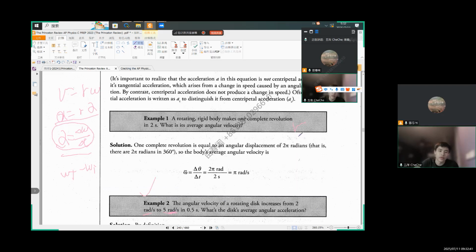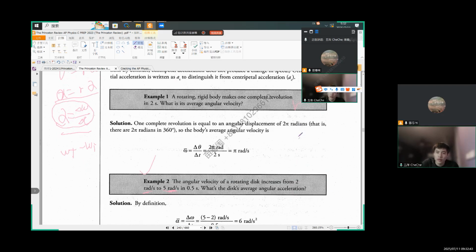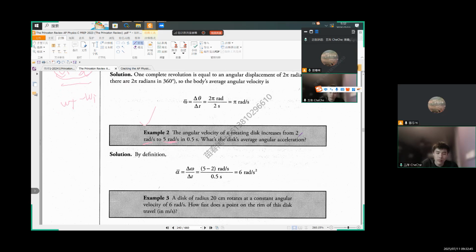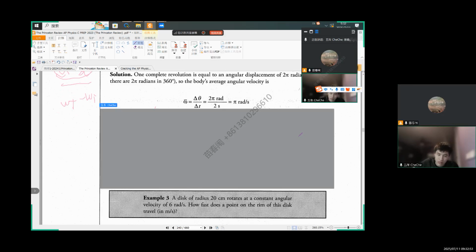Maybe we should do a few more. And 3. A disk. Okay. Radius 20 centimeters. Rotates at a constant angular velocity of this. It's constant, so no acceleration. How fast does a point...?